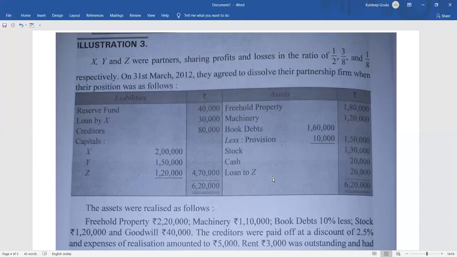So if Z has taken the loan, that means the partner has taken a loan, what will happen? He will pay. Who will pay? The partner will pay to the firm. Okay, we saw the treatment just now. It will be Z's capital account debit to Z's loan account, right? So that we have seen just now. I hope all of you understood that. Now we will proceed with the next entry.